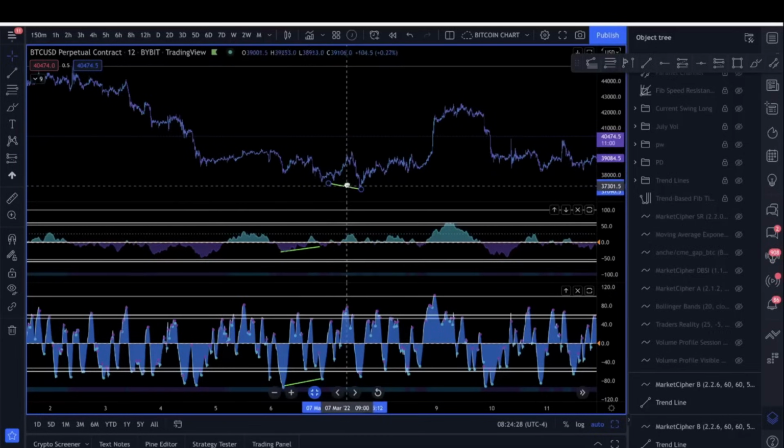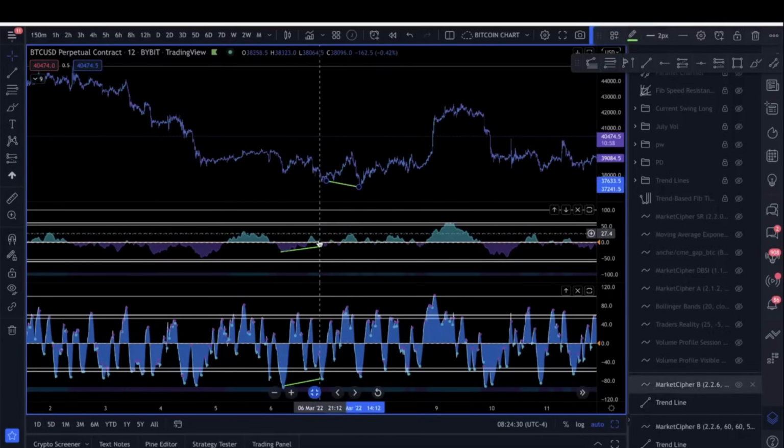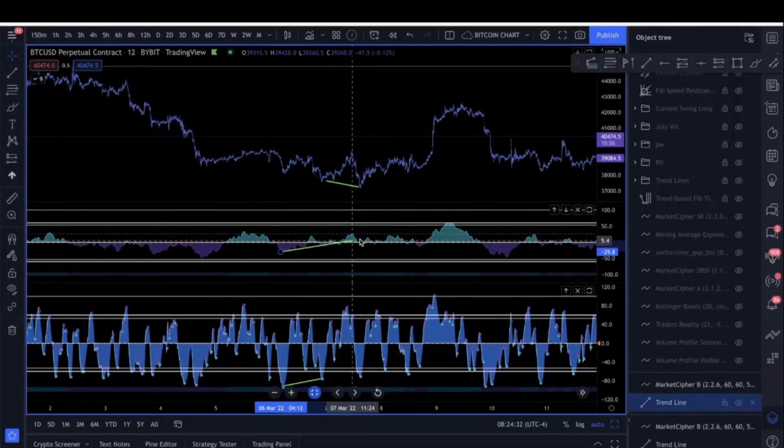Okay, now look at this. We come down to make an even lower low, and this time it's the exact bottom. What's happening to money flow? Literally getting higher, crossing over into the blue.